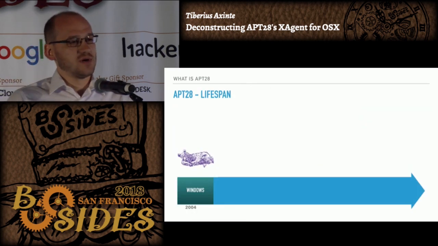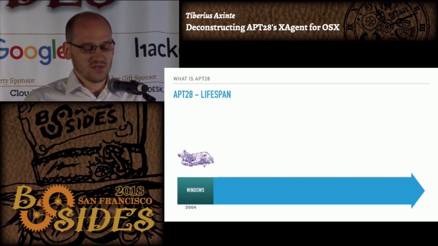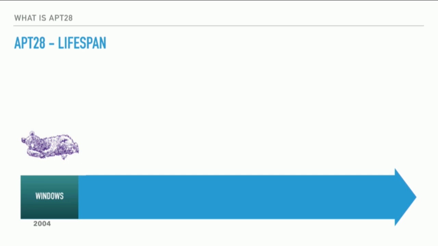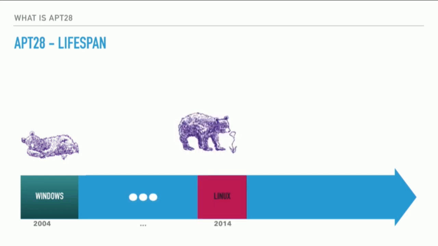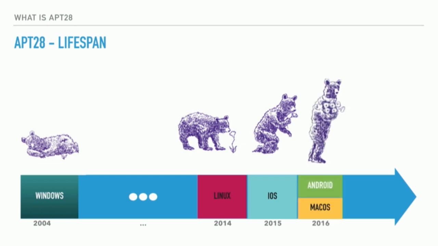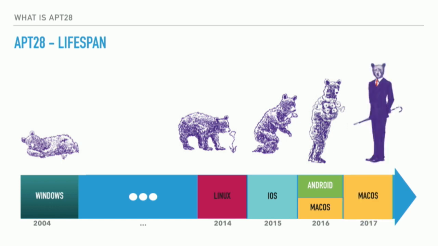According to some early publications about APT28, it seems like it has been operating since as early as 2004. 2014 is the year that the first Linux sample was discovered, followed by the iOS sample in 2015. 2016 was the year that the first Android and the first Mac component of APT28 were discovered. The Mac component is actually the downloader for the XAgent component that we discovered last year.